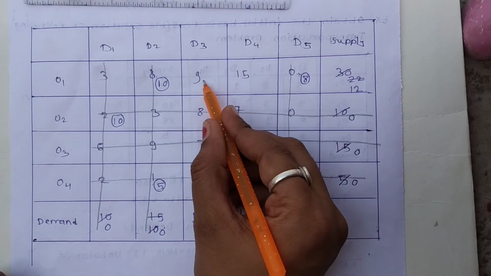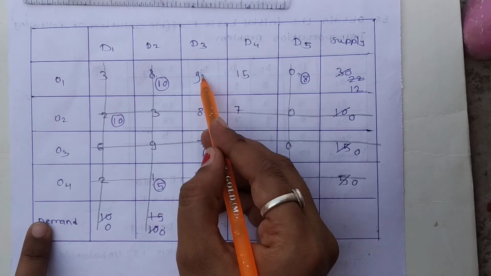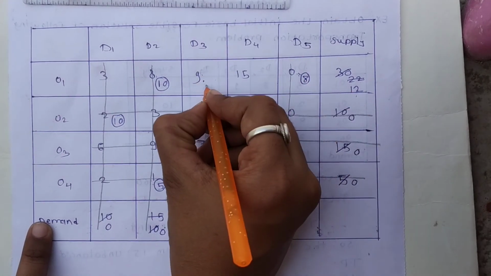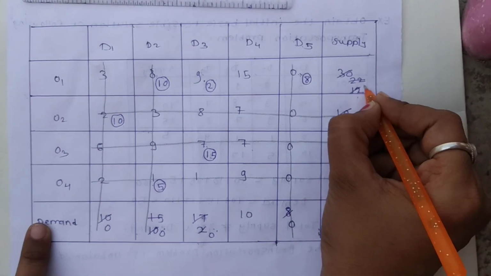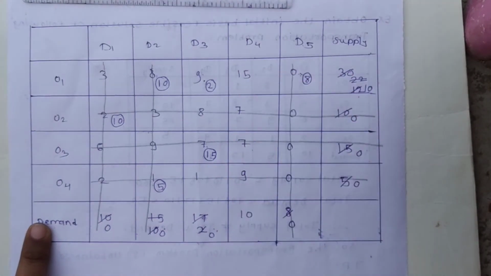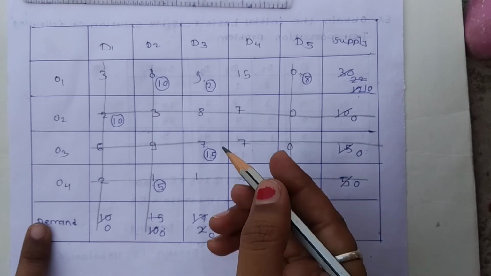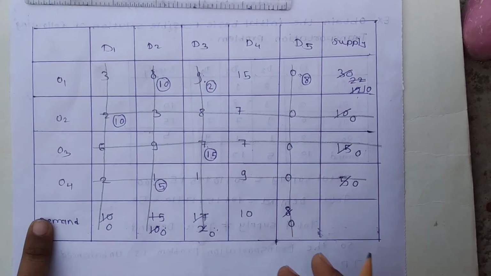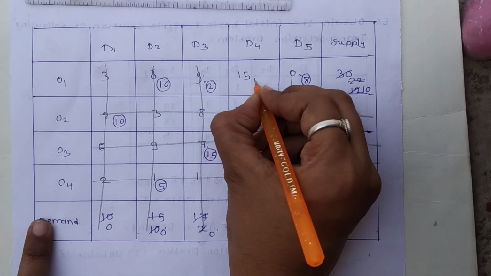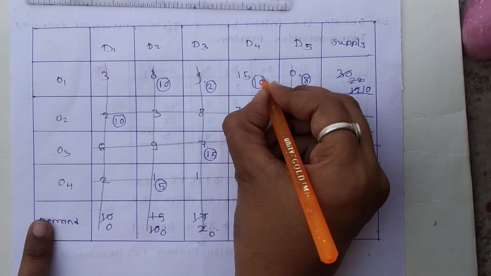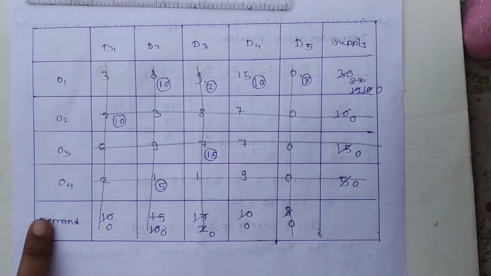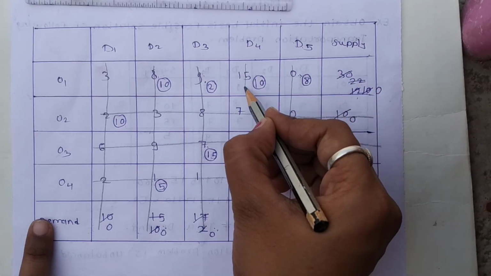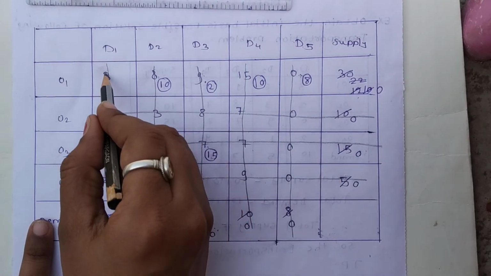Now for 9, demand is 2 and supply is 12. Minimum is 2. 2 minus 2 is 0, and here 10. So this column gets cancelled. For 15, demand is 10 and supply is also 10. 10 minus 10 is 0, 10 minus 10 is 0. So this also gets cancelled.